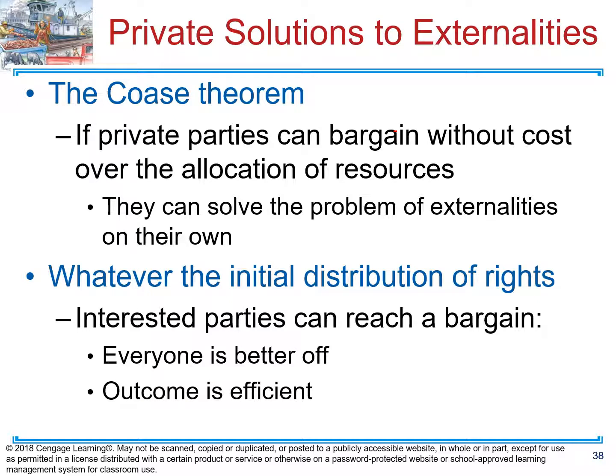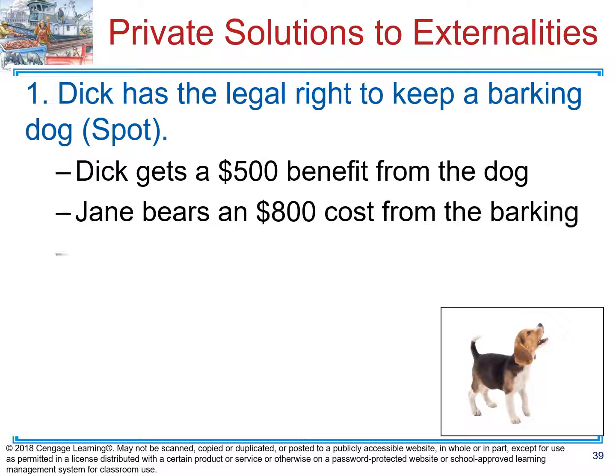The Coase theorem states that if private parties can bargain without cost over the allocation of resources, they can solve the problem of externalities on their own. Whatever the initial distribution of rights, interested parties can reach a bargain. Everyone is better off, and the outcome is efficient.